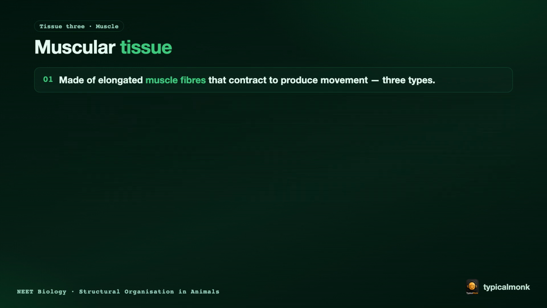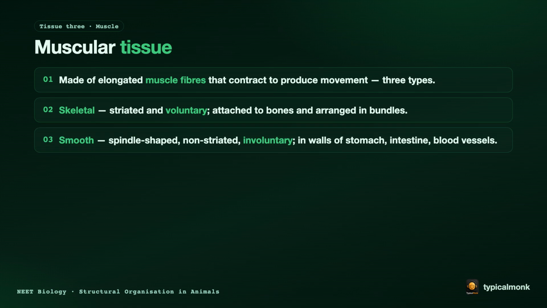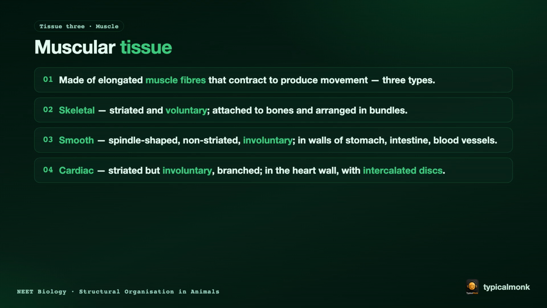Now, the third tissue, muscular tissue. It is made of elongated muscle fibers that contract to produce movement. And there are 3 types: skeletal, striated, and voluntary. These are attached to bones and arranged in bundles. Smooth, spindle-shaped, without striations, and involuntary, found in the walls of the stomach, intestine, and blood vessels. Cardiac, striated but involuntary, and branched, found in the heart wall, with intercalated discs.